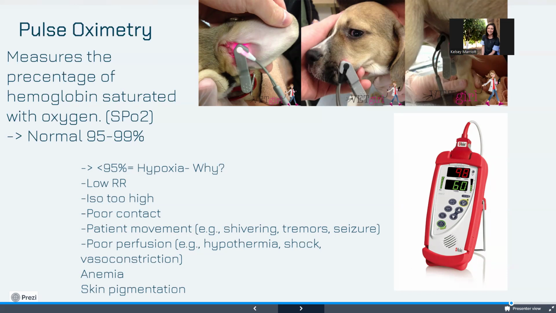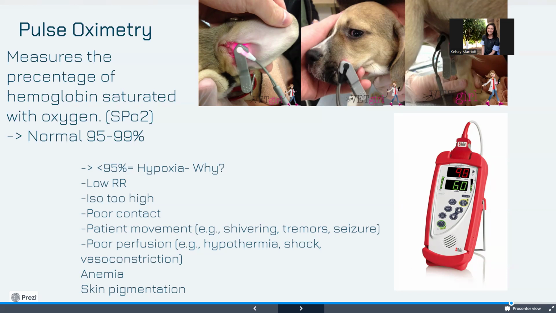So do we have a really low respiratory rate? Is our ISO too high? Do we not have great contact? Our contact should typically be our lip or our tongue. We can do ears and we can do a prepuce or toes, but we want to make sure we have good contact wherever we connect it.